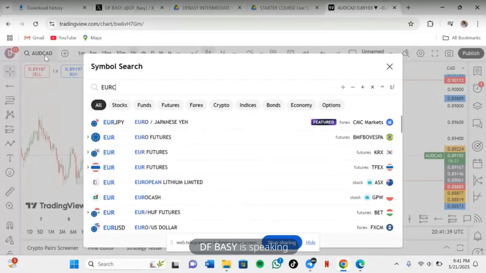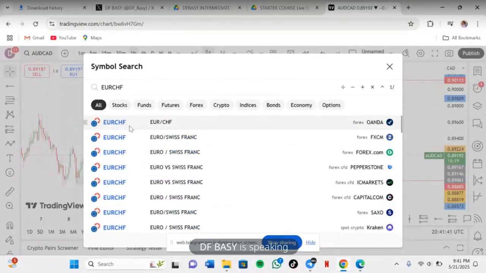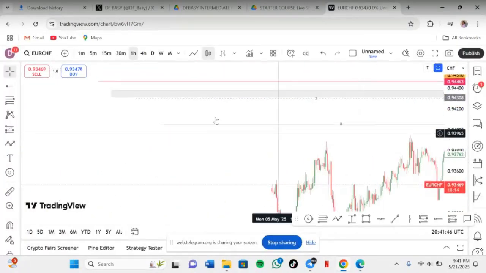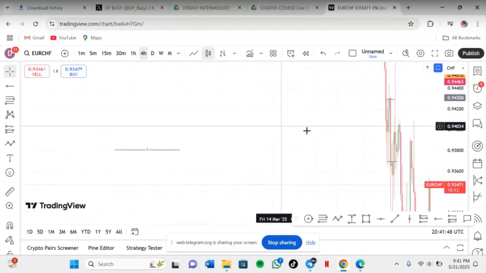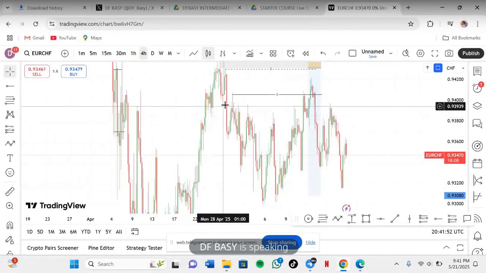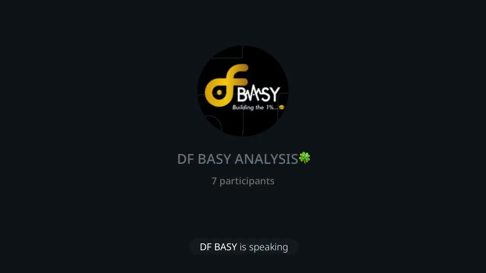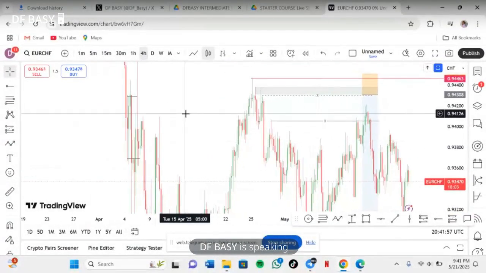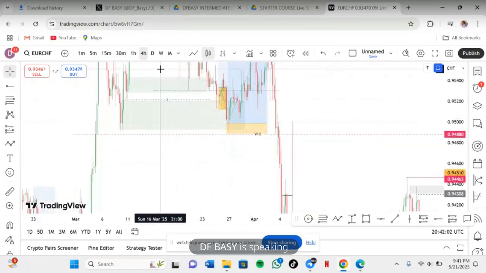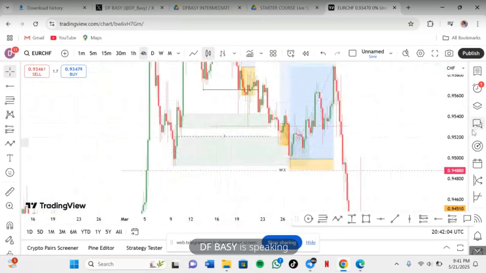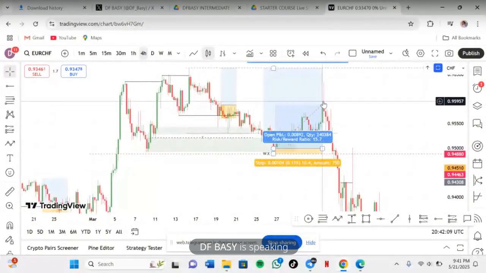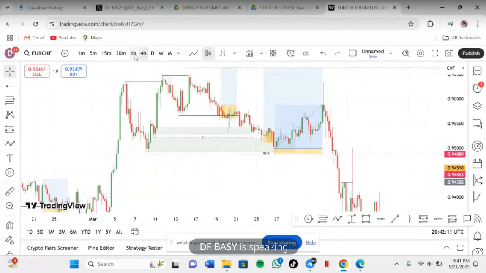Euro CHF. Right. I had an analysis here. I didn't take the trade here. Okay, that happened to me here. It still went up in my direction, but later the market came back.